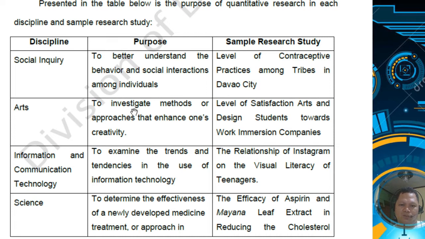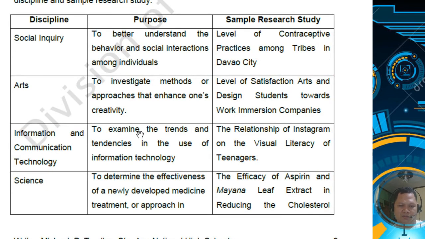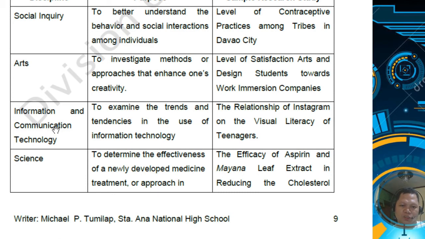For the field of arts, the purpose is to investigate methods or approaches that enhance one's creativity. A sample research study is the level of satisfaction of arts and design students toward work immersion companies. The third discipline is information and communication technology, or ICT. If you are taking the TVL ICT track, you will have this kind of research. You examine the trends and tendencies in the use of information technology. I think mostly in your Practical Research 1, most of you had studies about social media, so it falls under this field of ICT. A sample study is the relationship of Instagram on the visual literacy of teenagers. This is the sort of title of their studies.